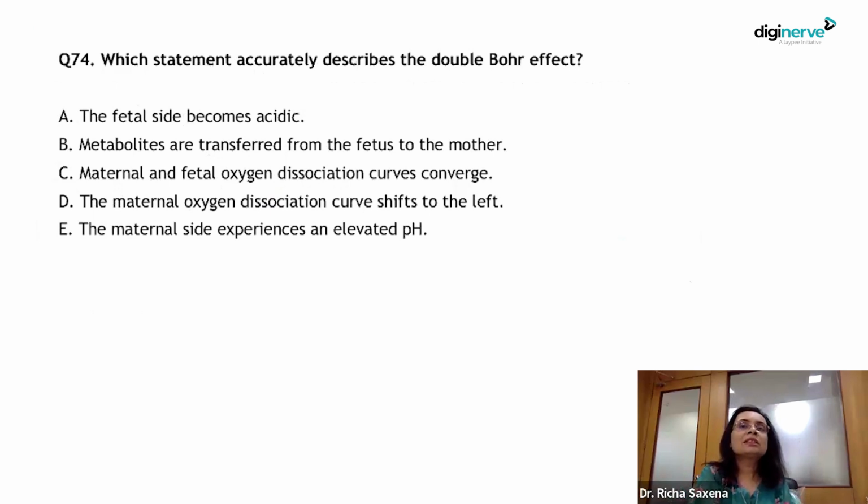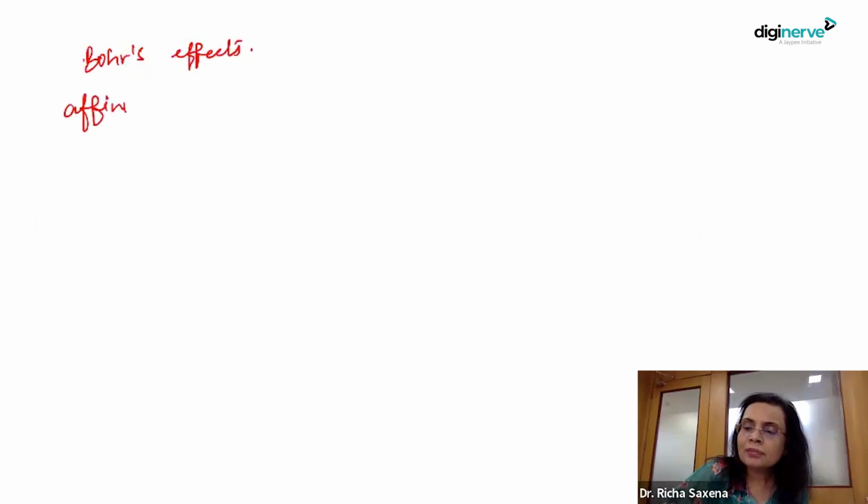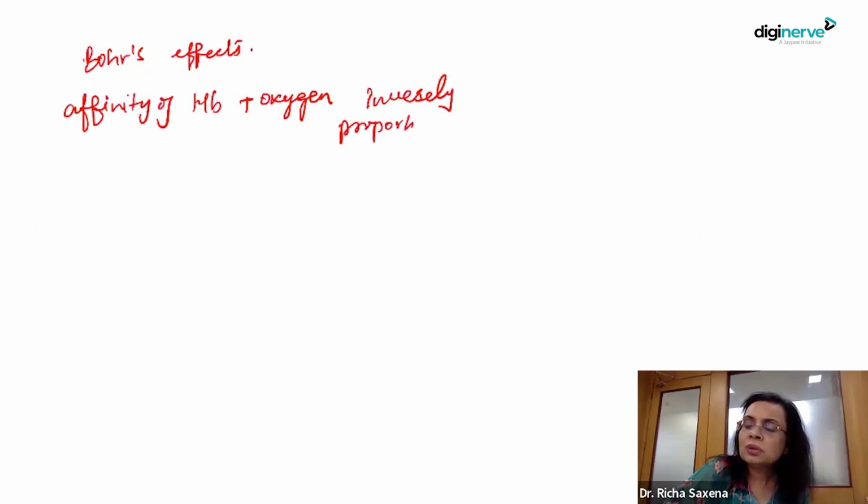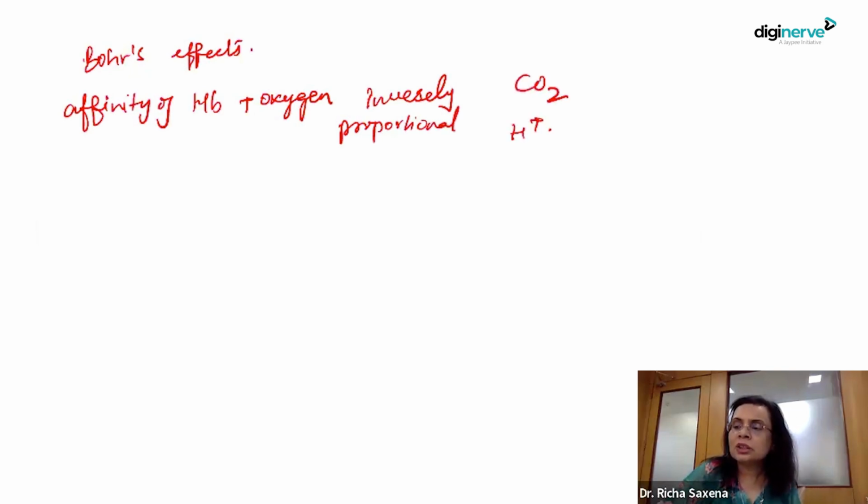So which statement describes the double Bohr's effect? We discussed Bohr's effect previously in the discussion also. I'll tell you again about Bohr's effect and then we'll talk about what is double Bohr's effect. Bohr's effect basically means the affinity of hemoglobin to combine with oxygen is inversely proportional to two things: to carbon dioxide levels and to the levels of H plus ions.